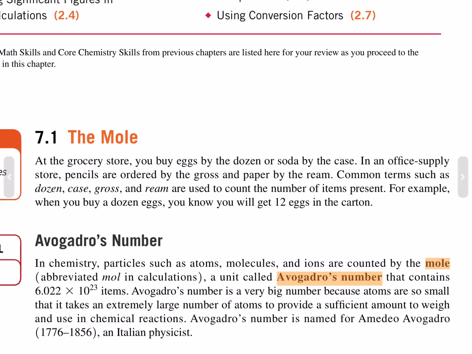Avogadro's number. In chemistry, particles such as atoms, molecules, and ions are counted by the mole, a unit called Avogadro's number that contains 6.022 times 10 to the 23rd items. Avogadro's number is a very big number because atoms are so small that it takes an extremely large number of atoms to provide a sufficient amount to weigh and use in chemical reactions. Avogadro's number is named for Amedeo Avogadro, an Italian physicist.